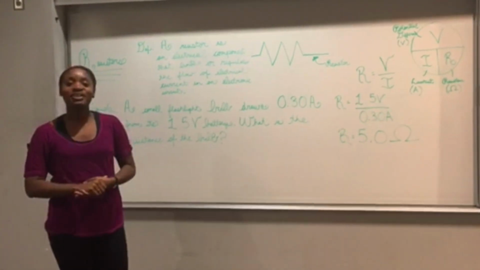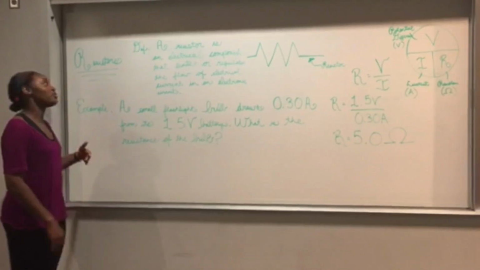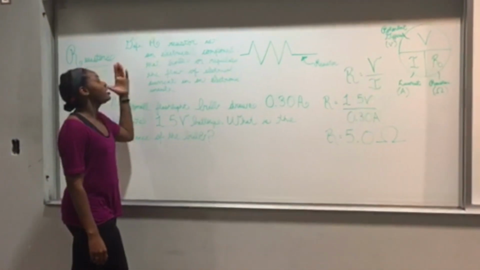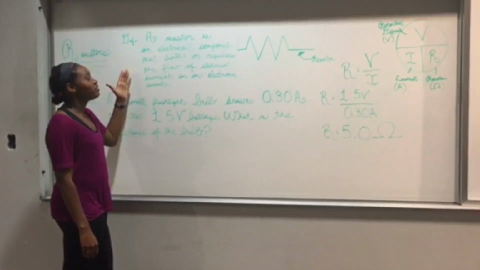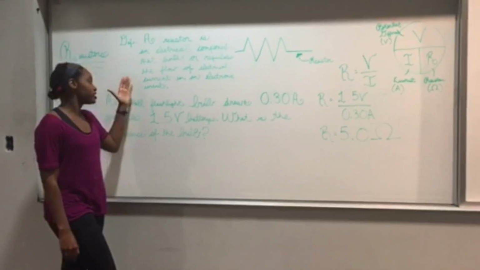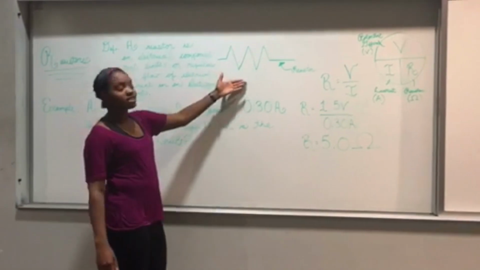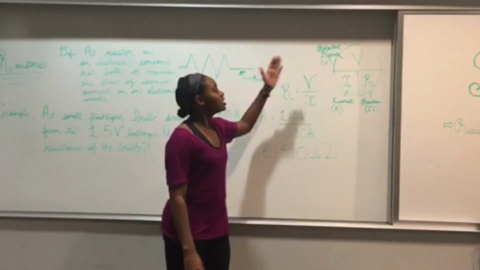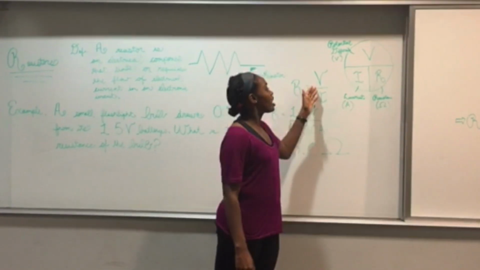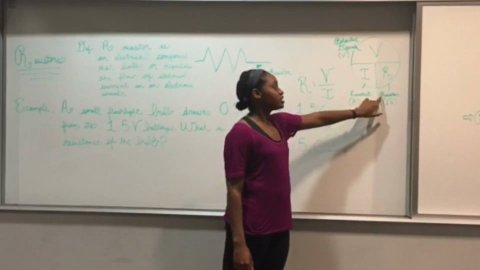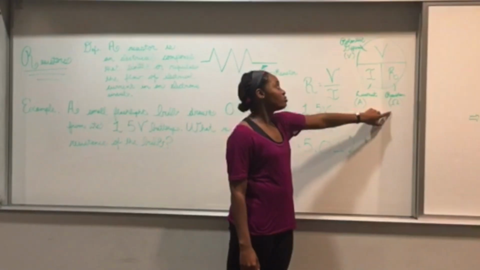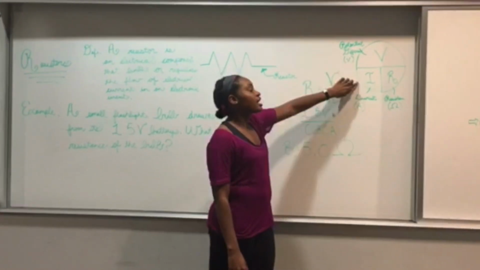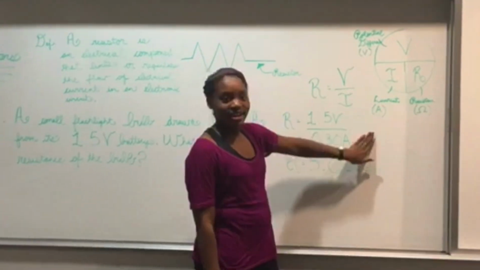Hello, my name is Felicia Black, and today I will be talking to you all about resistors. A resistor is an electrical component that limits or regulates the flow of electrical current in an electronic circuit. Here is the symbol for a resistor. The circular equation for a resistor is R equals V over I, R being resistance calculated in ohms, V being potential difference calculated in volts, and I being current calculated in amps.